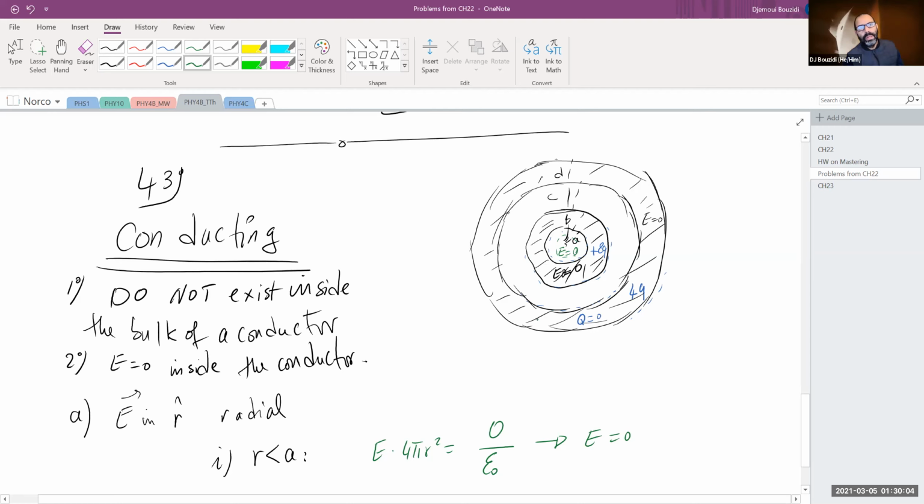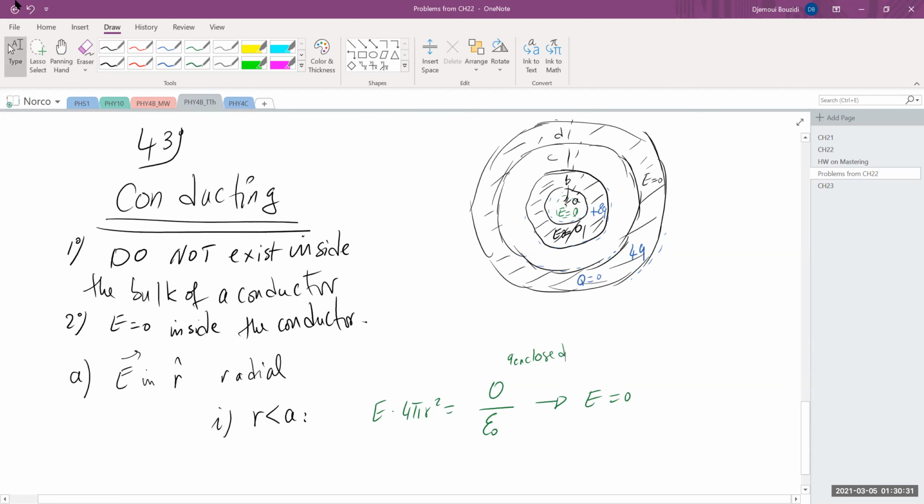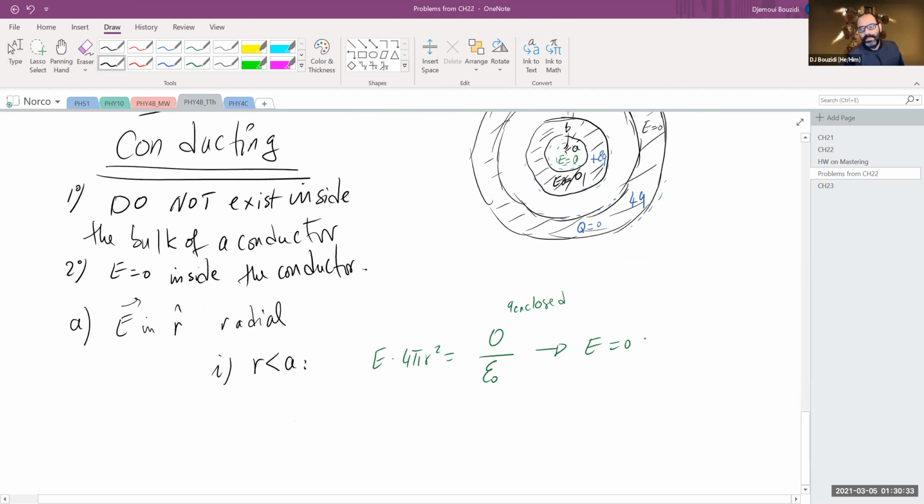Is that equation, the flux equation EA equals Q over epsilon naught, with Q enclosed? That is the key. Since I'm looking at this green surface, I have nothing enclosed in it. That's why I put 0 in here. Correct? Okay.